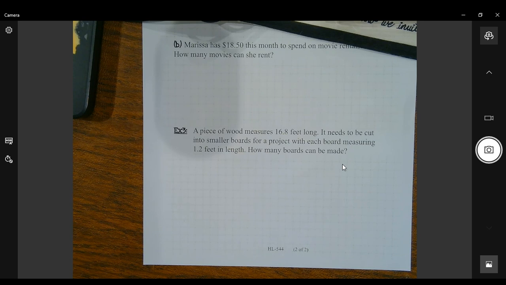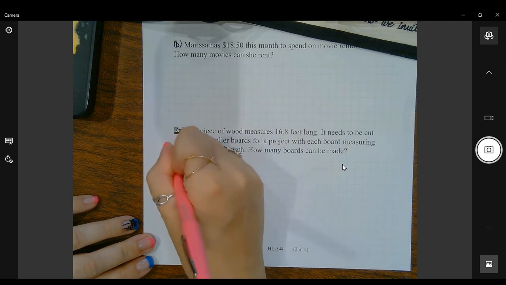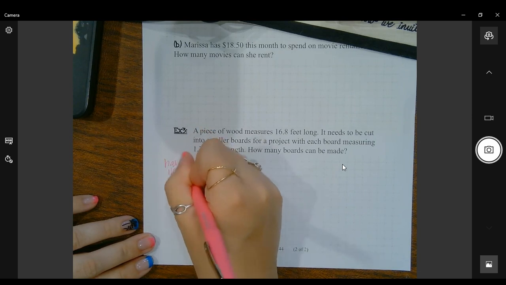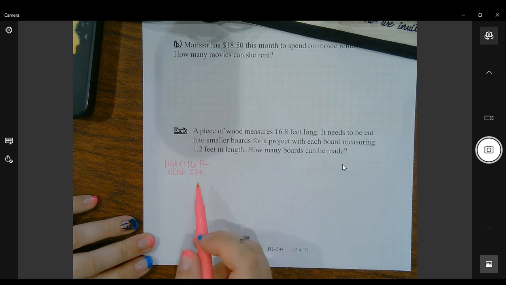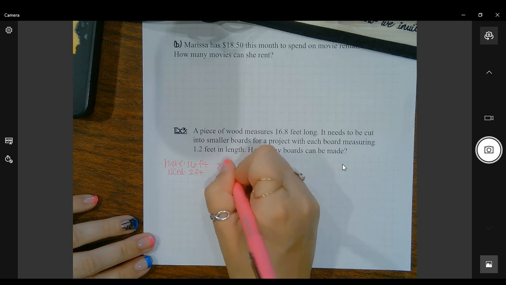So let's say the piece of wood that we have is 16 feet. This is how much we have. And we need each one to be 2 feet long. So if each one needs to be 2 feet and we have this much, how many can we make? Already your brain is probably saying, oh, we can make 8 boards.